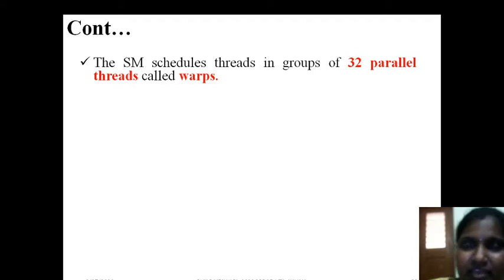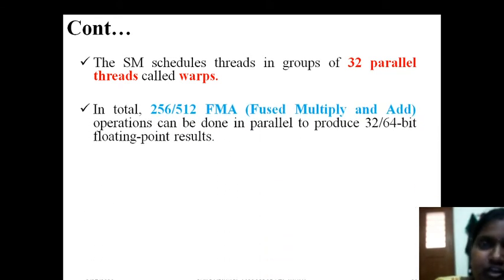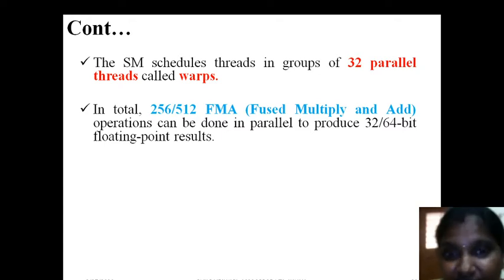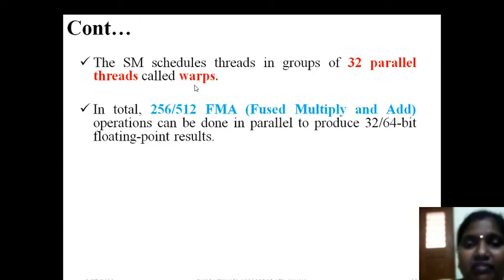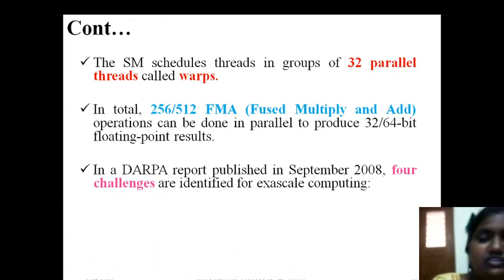What is a warp? It is a selection of threads to process by cores. We have warps of 32 parallel threads, meaning each core has its own warp. We can perform 32 instructions at a time, there is no doubt. And we have fused multiply and add operations that can be done in parallel to produce 32 or 64 floating point results, as we have FMA, the fused multiply add operation, for floating point and integer values.